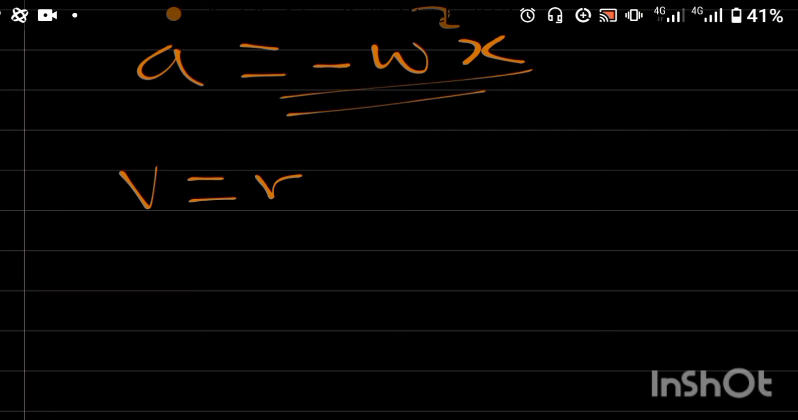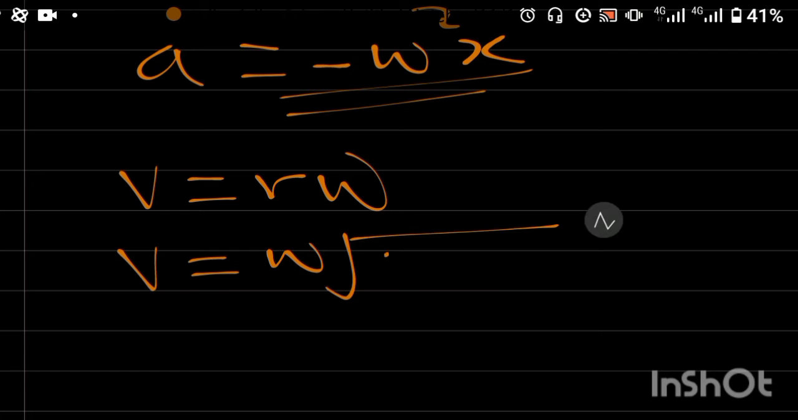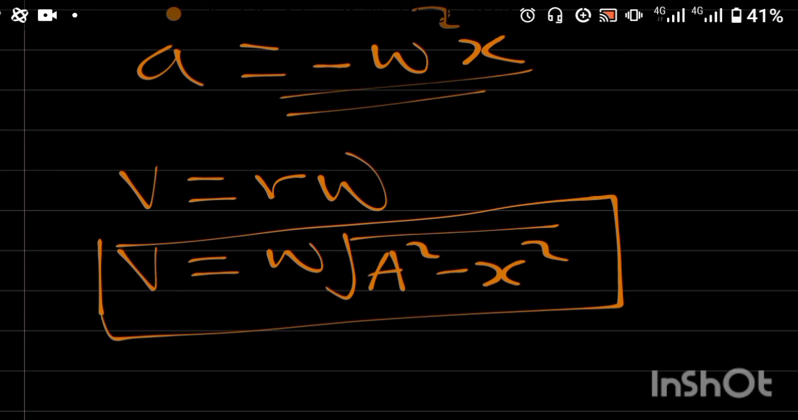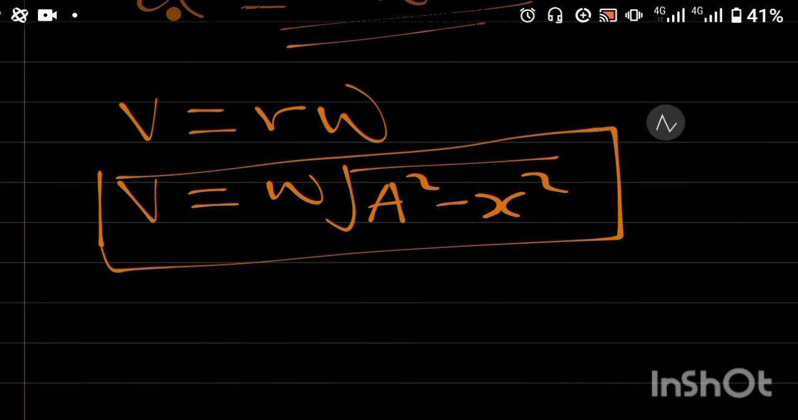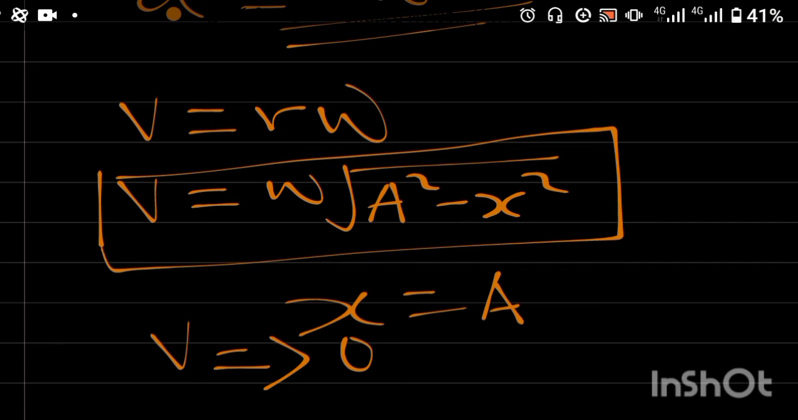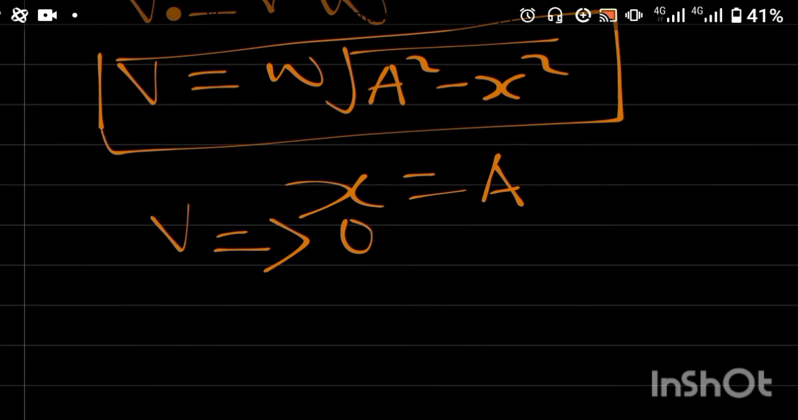v is equal to r omega can be written as v is equal to omega square root of a square minus x square. Take note of this formula and be careful when you are using it. If x is equal to a, that means the velocity is going to be minimum. Velocity tends to 0. And then if x is equal to 0, when s is equal to 0, then velocity is going to be maximum.